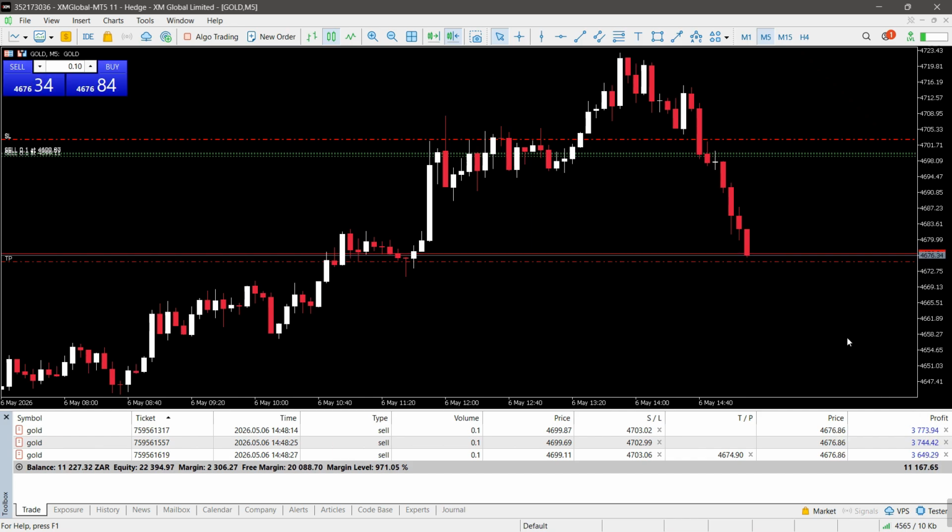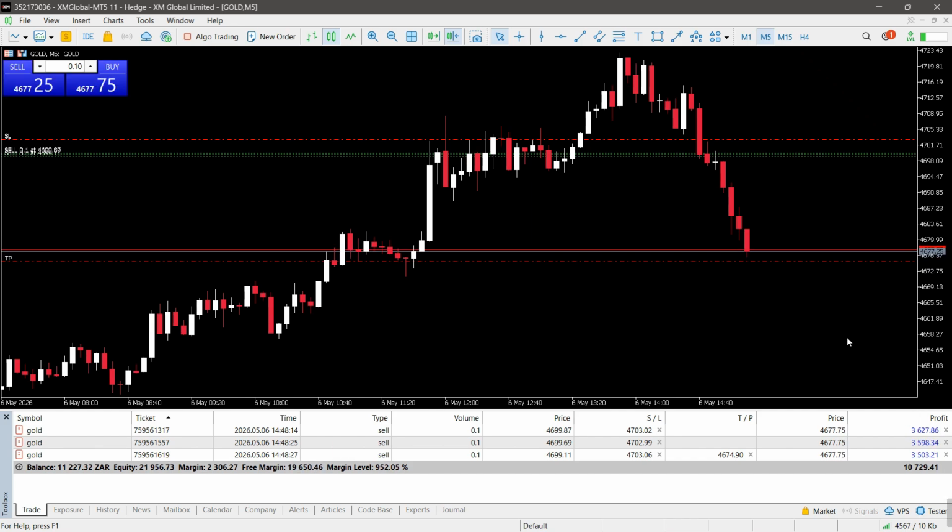Okay. We're getting a nice push. We're getting some beautiful push. Okay. Come on, gold. You're just there. We're close to hitting our TP1.